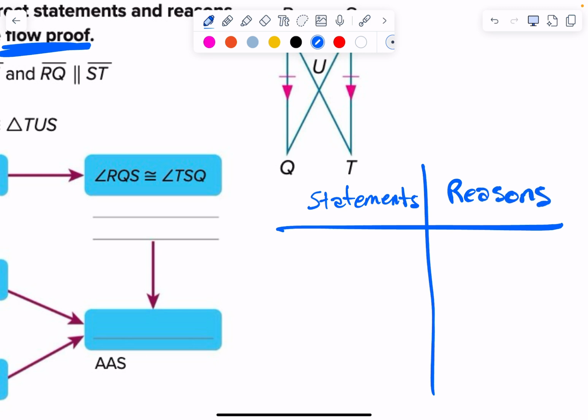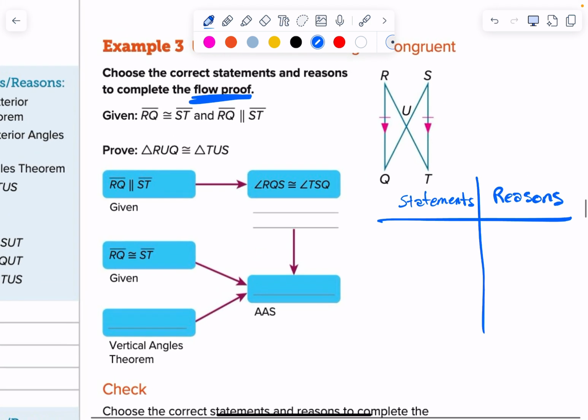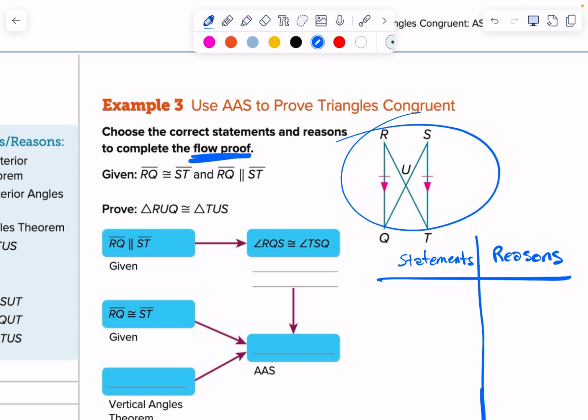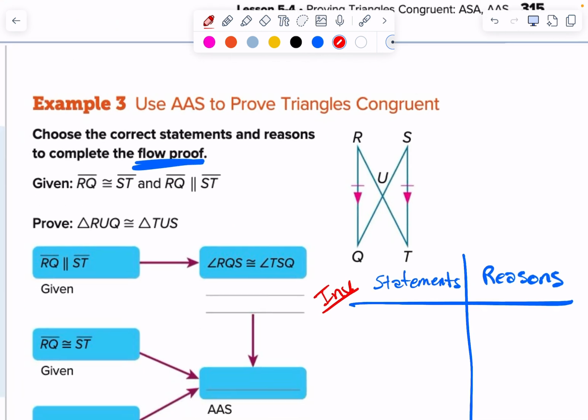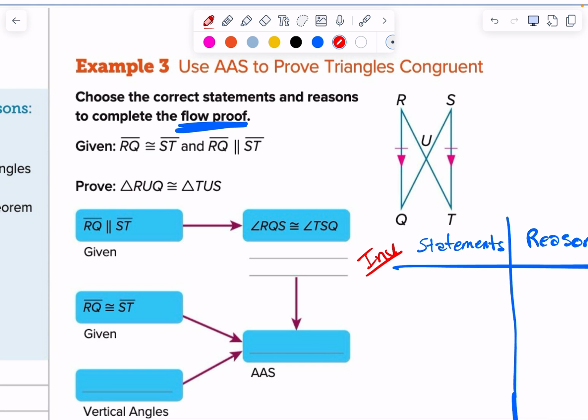Example 3. We're putting it over here off to the side. Statements, reasons. Here's our diagram that we have. And let's write down what we're given. Oh, and I put an inventory off to the side. I would get into the habit of doing that because it makes proofs a lot easier. Okay? We're trying to prove that these 2 triangles are congruent. They look like they are, but we don't know that for sure. So here's what we've got.